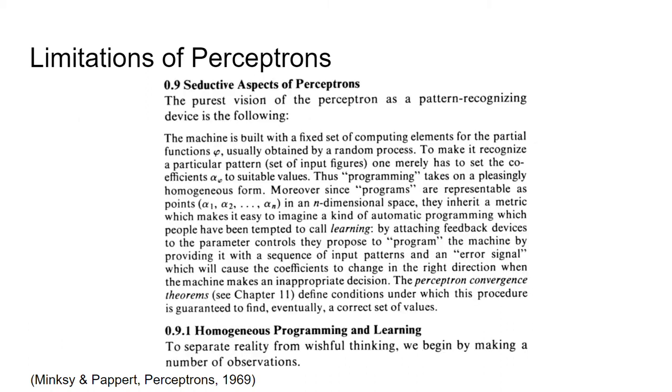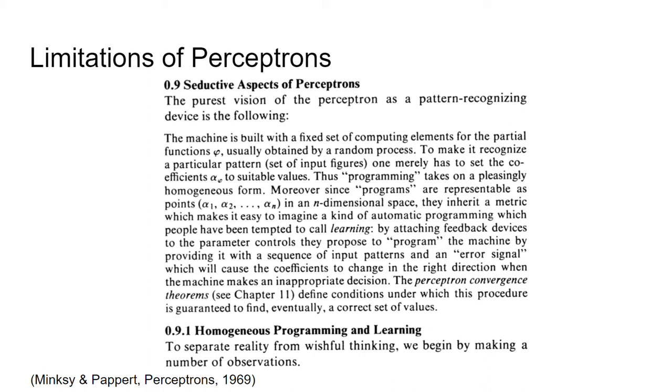All right, so what are they talking about here? The seductive aspects of perceptrons. The purest vision of the perceptron as a pattern recognizing device is the following. The machine is built with a fixed set of computing elements for the partial functions, the features that we're extracting, usually obtained by a random process. To make it recognize a particular pattern, a set of input figures, one merely has to set the coefficients alpha, that's our connection weights, to suitable values.